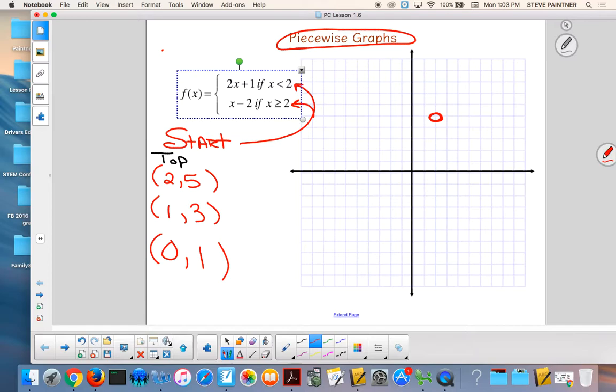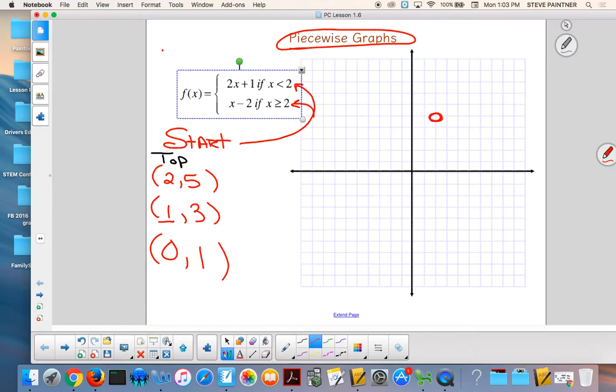Now, does anybody know why I started with an open circle? It's not equal. Because what wasn't included? 2. Yeah. When I said 2 comma 5, the number 2 does not even belong in this function. I chose it because I know I have to start at 2, but it really doesn't belong there. So it stays open.